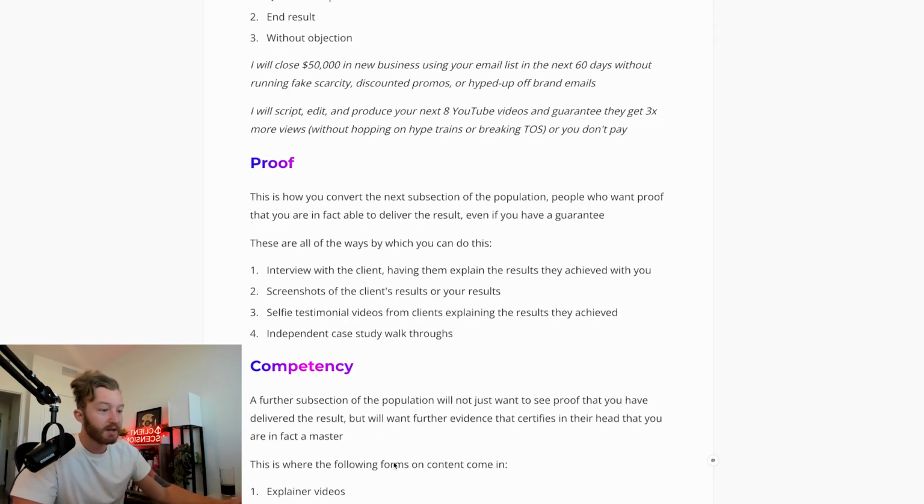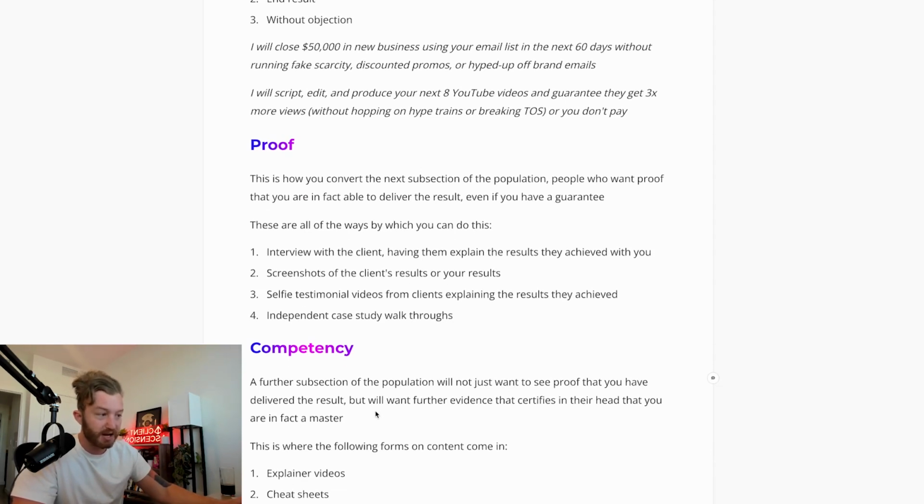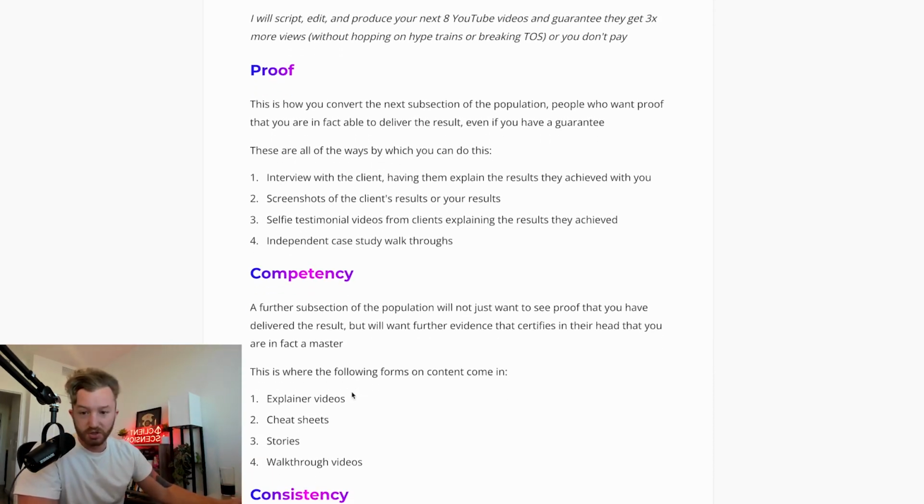So now a further subsection of the population will not just want to see proof that you have delivered the result, but will want further evidence that certifies in their head that you are in fact a master. So this hits the next most logical of the people in existence. They want to see you prove your competency. They want to see that you are indisputably a master and you very much do know what you're talking about, right? And this is where the following forms of content come in.